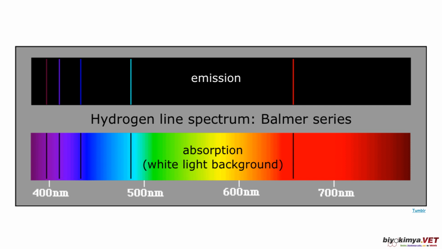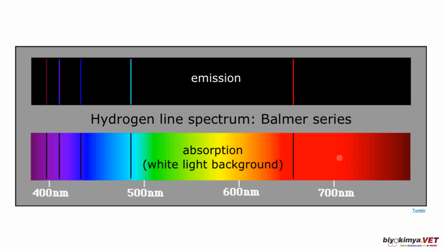The emission spectrum of a gas is represented by a collection of separated colored lines, as you see here, separated colored lines with dark spaces between them. The lines are the parts of the spectrum where emission occurs, thus photons are emitted, while the dark spaces are the parts where there is no emission, hence the darkness.